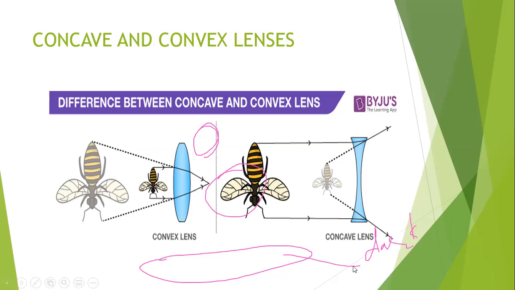Concave lens is for those who have short-sightedness, meaning they have a problem seeing objects that are far away. So those people see objects that are far away as smaller but nearer objects.